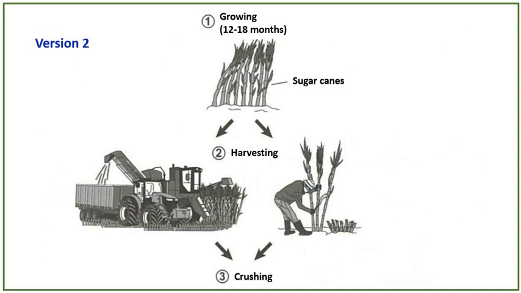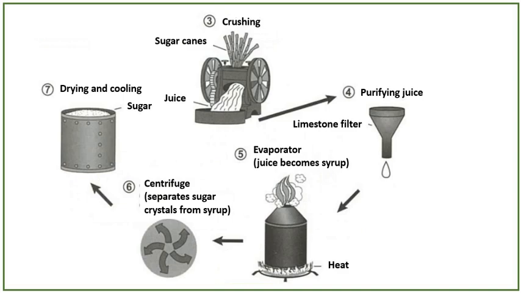Growing sugarcanes, harvesting, crushing, juice, purifying using limestone filter, evaporator, juice becomes syrup, heat, centrifuge separates sugar crystals from syrup, drying and cooling, sugar.